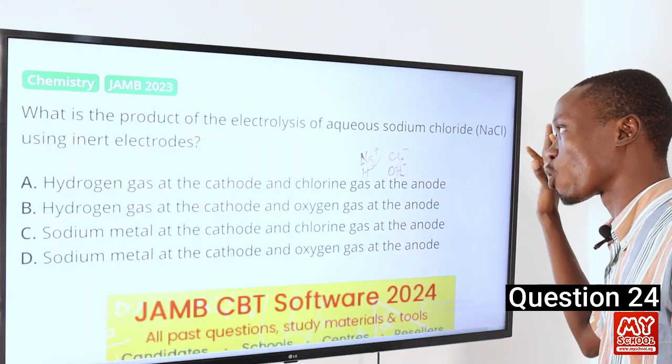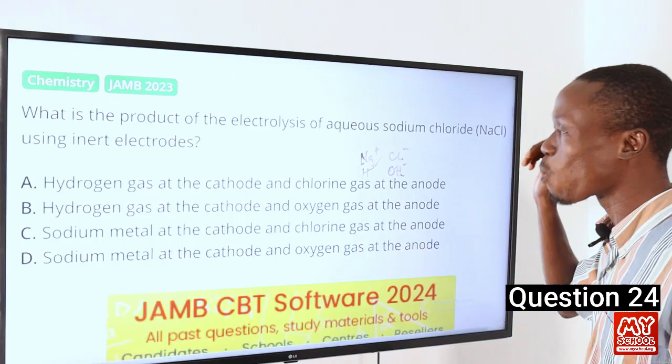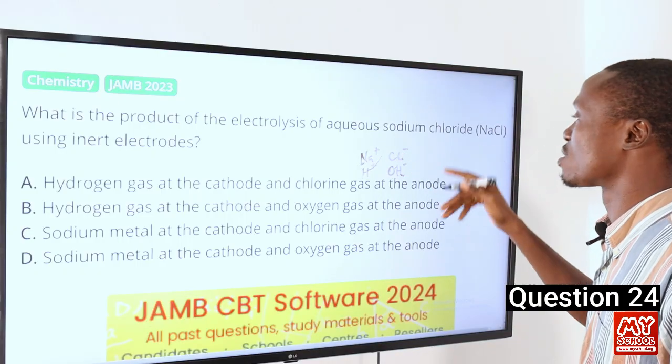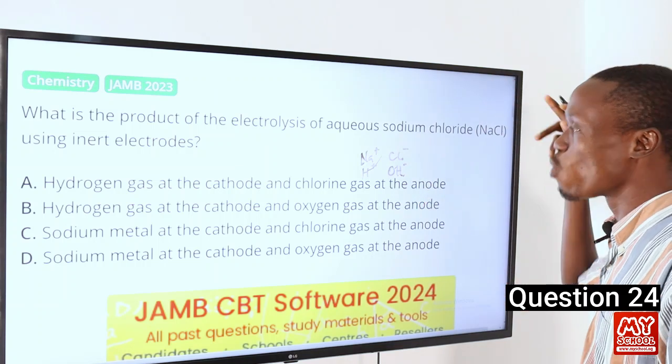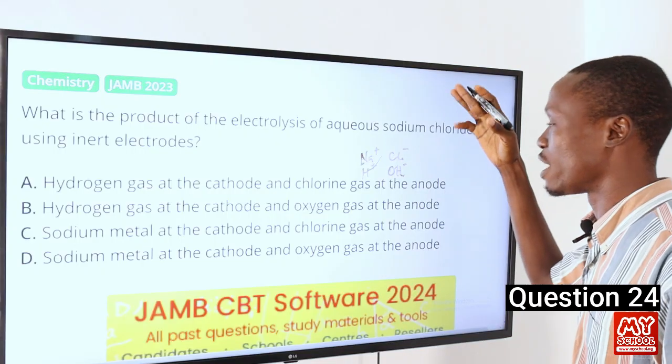Okay, and the reason is that the concentration of hydroxide ion in this solution is more than the concentration of chloride ion. So during electrolysis, it is your hydroxide ion that will migrate to the anode, which is the positive electrode. Okay, so there it will lose an electron.